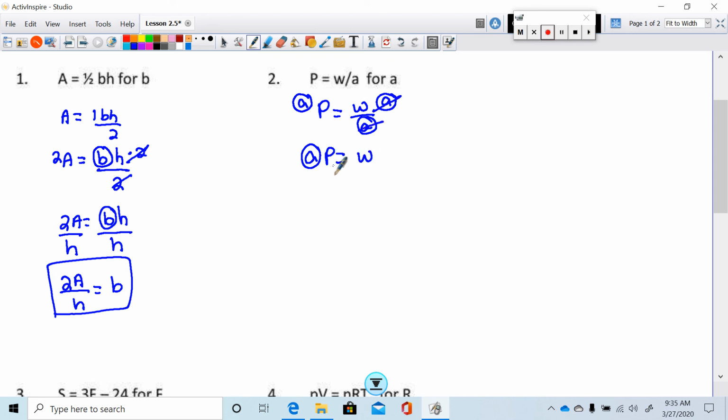Now to get the A by itself, this is A times P, so the opposite of times is divide. So just divide by everything that's not circled. Top cancels with bottom, now A is by itself, W over P.